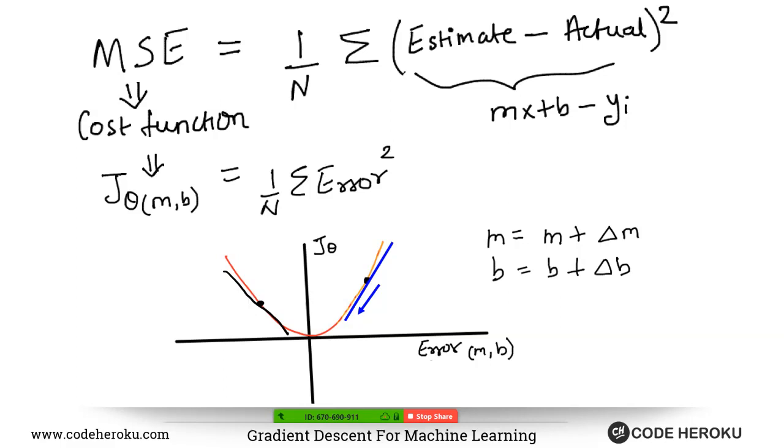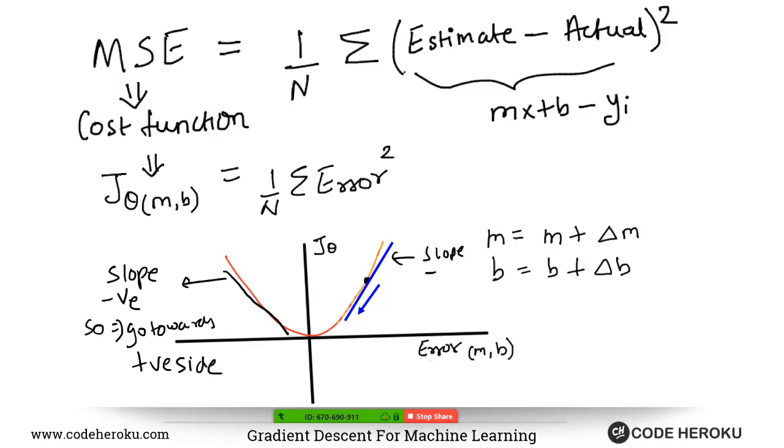So over here, the slope is negative, therefore go towards the positive side. Or sorry, over here the slope is positive, so you want to go towards negative. Is this a good algorithm for us to see which direction we should go on this curve?